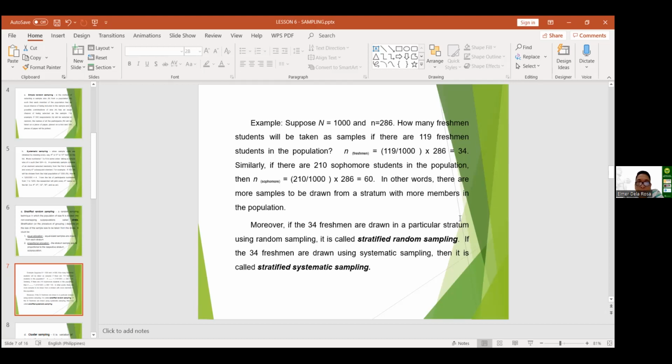Yes, sir. Paano naman kung systematic sampling? How do you do that? For systematic, sir, i-divide po yung 1,000 sa 286. Tapos yung result po, dun po magsa-start mag-skip count. So what is 1,000 divided by 286?